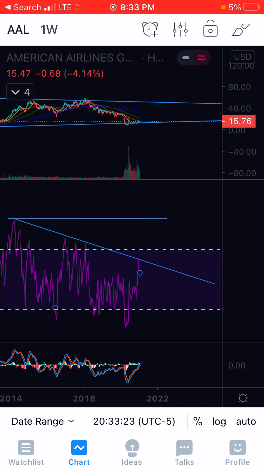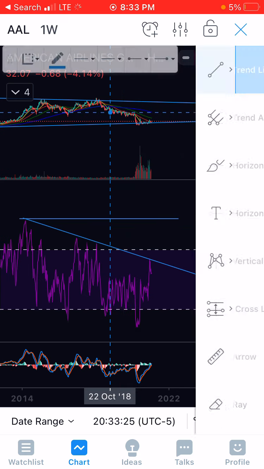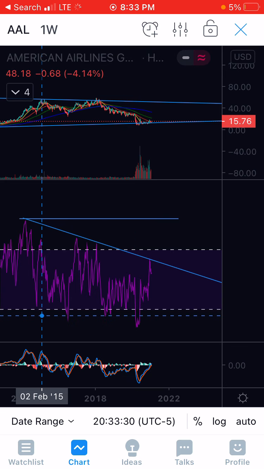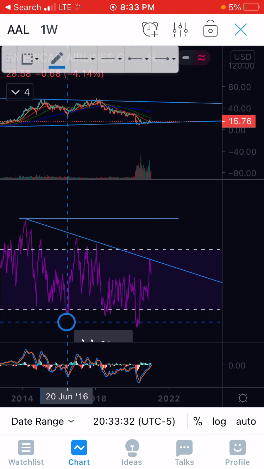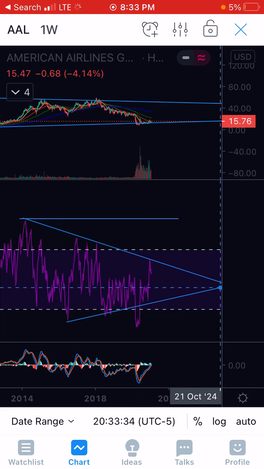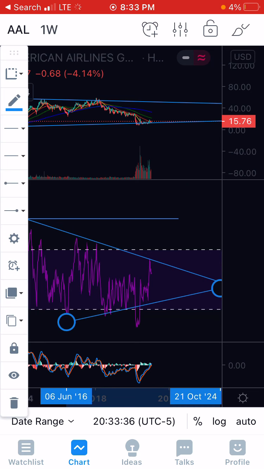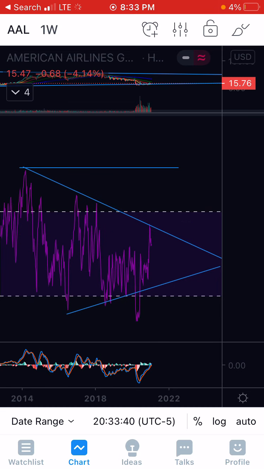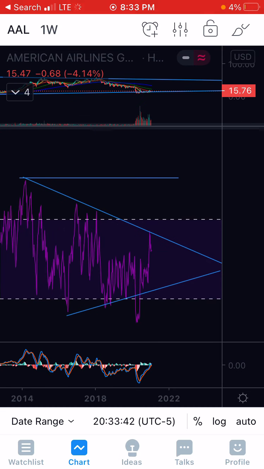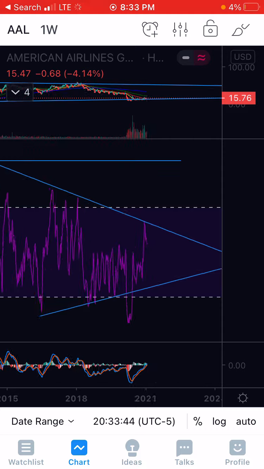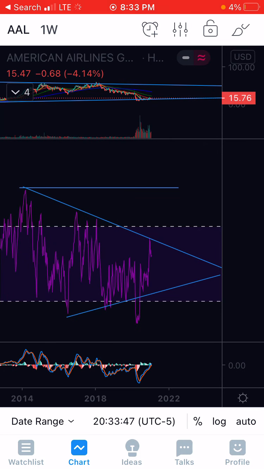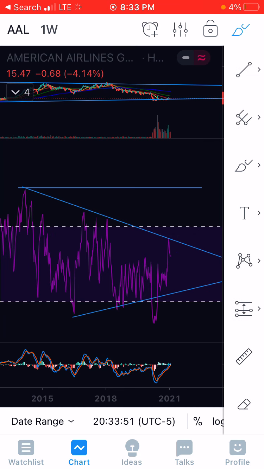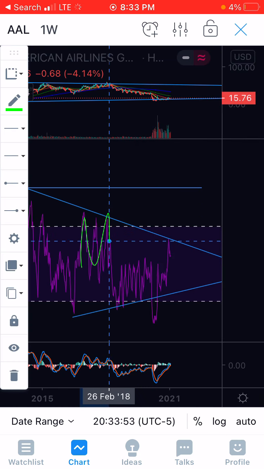So if we look at this scenario, you can see on the weekly that we came up and tested this pattern right here. This is showing the same pattern that we're in above, but also on the RSI. That way you can get an even better view of where we're at in this trend. As you see with American Airlines, in the past we have come up and touched this trend line quite a few times. 1, 2, 3.